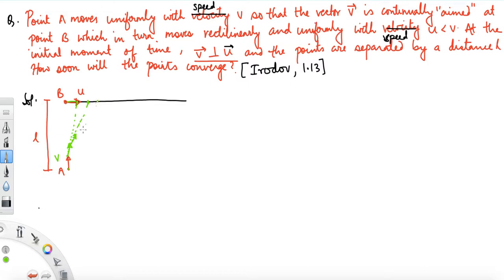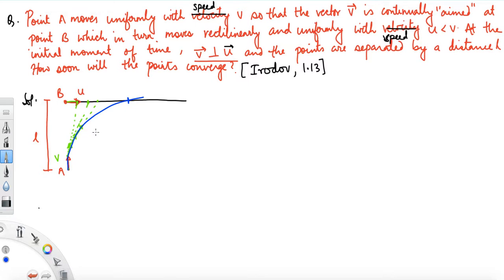Likewise, B is here. Again, A is changing its direction. Likewise. And so the trajectory is going to look like something like this, and it converges here at this point. So at this point, A meets B.